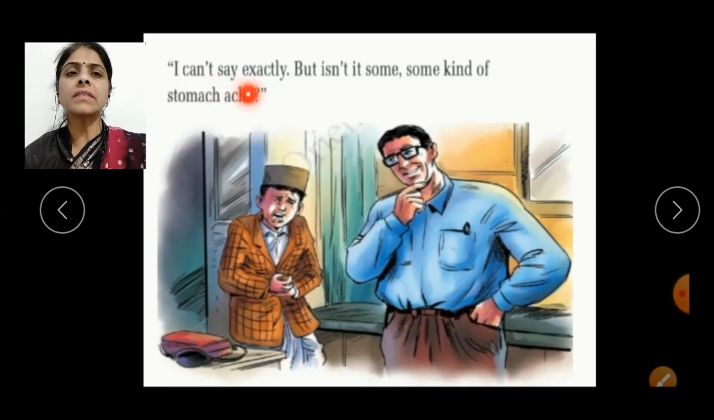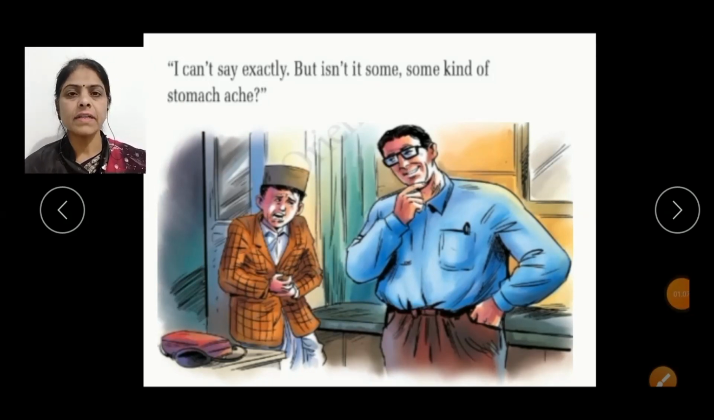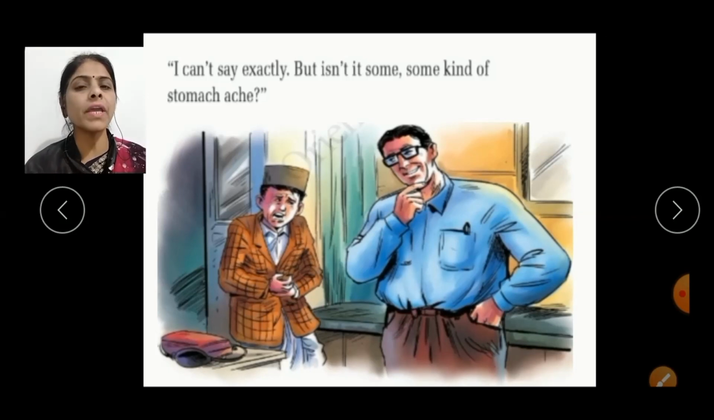"I can't say exactly, but isn't it some kind of stomach ache?" Here Swami stated that he did not know exactly what delirium is, but it must be something like stomach ache. So with this statement of Swami, it is clear that Swami is using the word delirium as an excuse only to get a false medical certificate. And he did not know even the exact meaning of delirium. Then what is the meaning of delirium? Do you know?